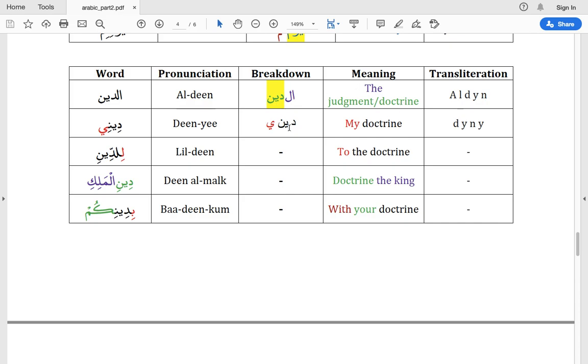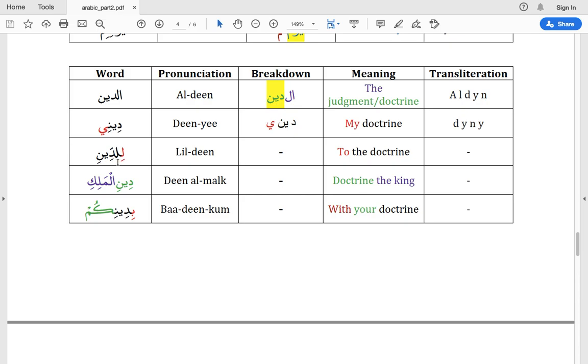Coming down here, we have Dini. Dal, Ya, Noon, Ya. So you see how with this root, we're basically adding a Ya at the end of it, and it becomes Dini, and it becomes my doctrine. When you add a Ya at the end, it becomes my.